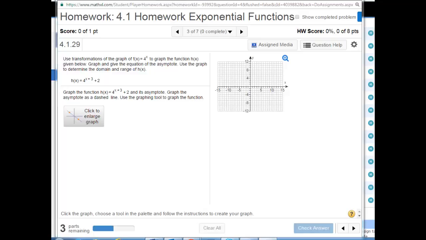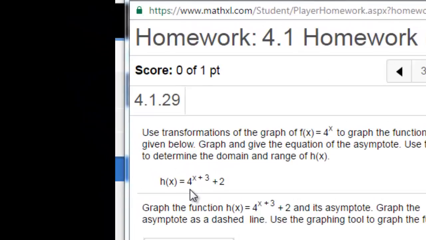This is graphing exponential functions in MyMathLab. When you're graphing an exponential function, you need to identify the base and any transformations which are occurring. If you've forgotten about transformations, you can look in section 2.5 to go over that information. For this particular function, the base is 4.